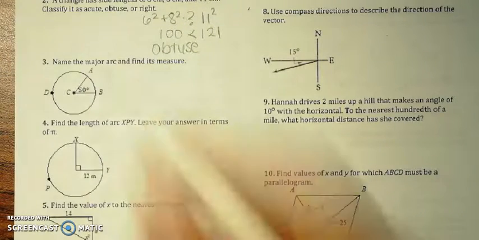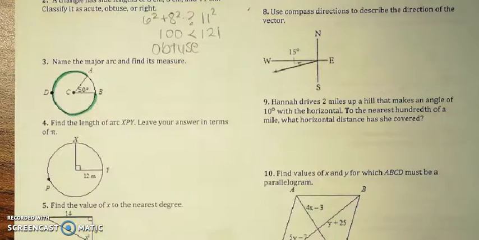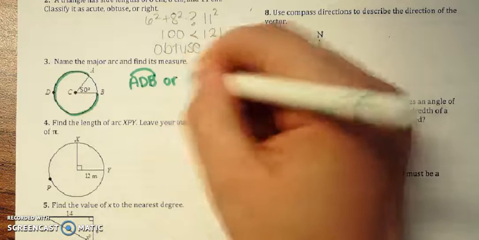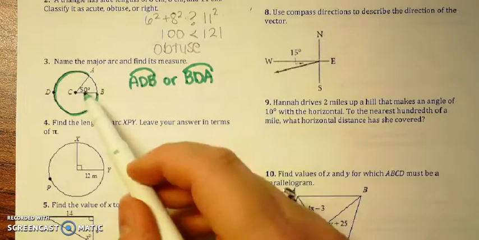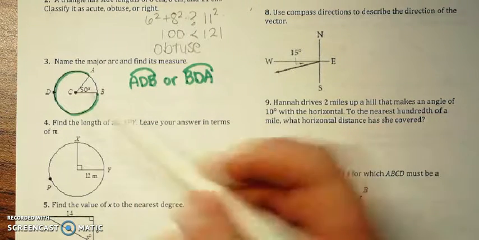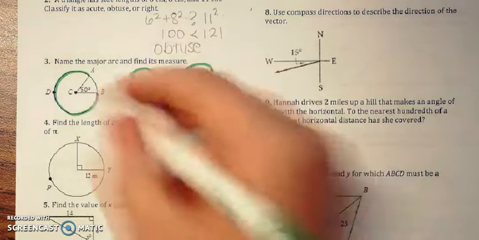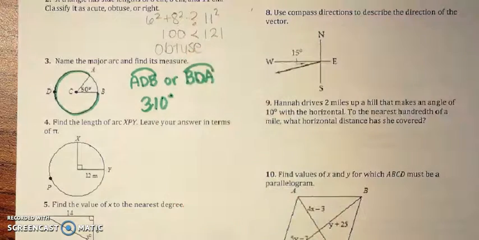Okay, a major arc is more than 180, so in this diagram, that major arc is going to go around that way. So I can call that ADB, or I could also call that BDA. If you have a major arc, it should have 3 letters in it to make sure you're going more than halfway around the circle. And then if this angle is 50, then for that arc AB, that would be the measure of the arc. So the rest of this in a circle would add up to 360. So the measure of the arc I've got highlighted in green there is going to be 360 minus 50, which is 310.